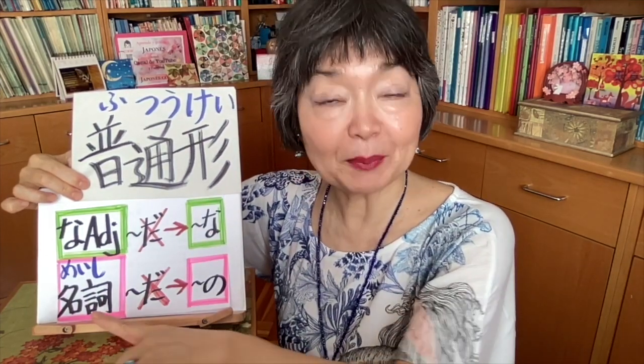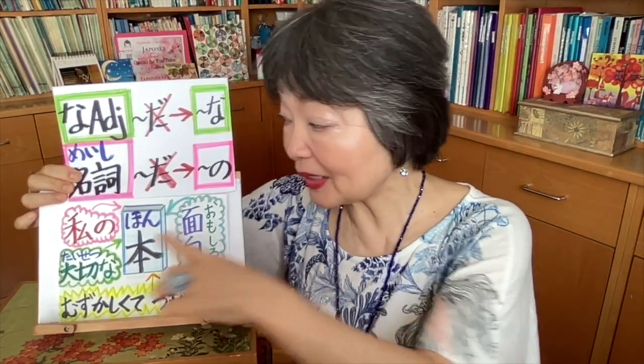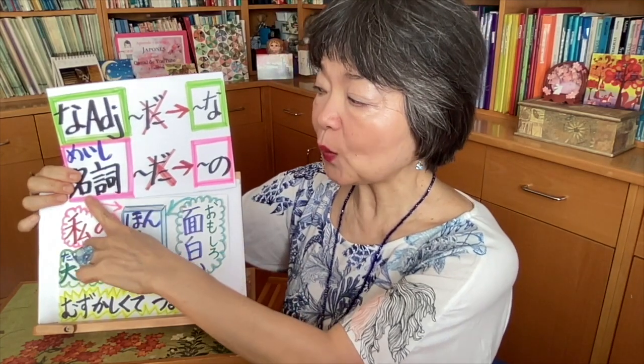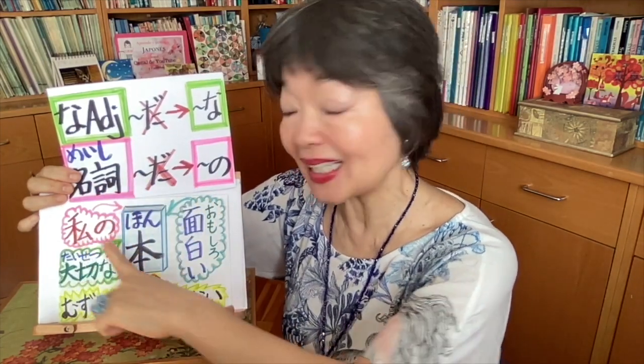The second exception is in the noun. For example, 雨だ or 友達だ, right? In 普通形. But this だ also we must change to の. 雨の、友達の. So in the previous example that I showed you, 私の本, my book. But you see, 私, this is a noun. So actually, 私だ in 普通形, but this だ changed to の, 私の. This is why we say 私の本.